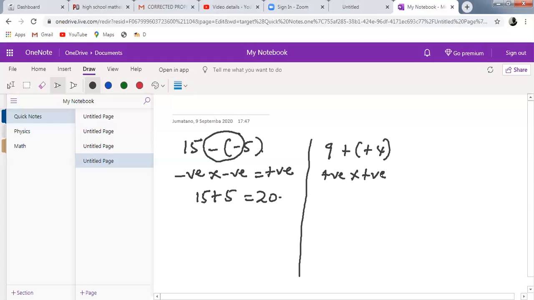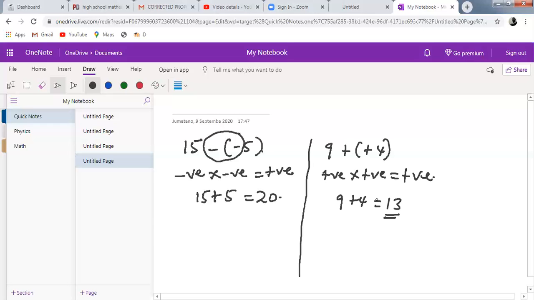Positive times positive is actually positive. So this is the same as 9 plus 4, which gives you 30. That is actually what we're talking about here. So those are some of the simple things. Whenever you are adding numbers and some of the numbers are actually negative, then you need to consider that aspect.